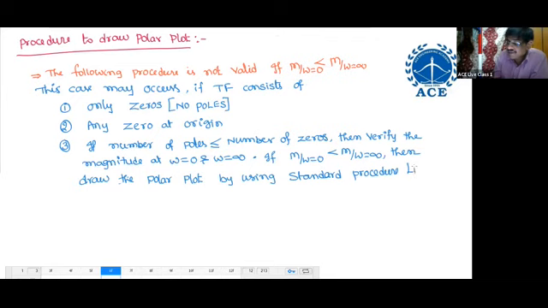Like high pass filter. HPF means high pass filter. So in these three cases, draw the plot by the standard procedure.